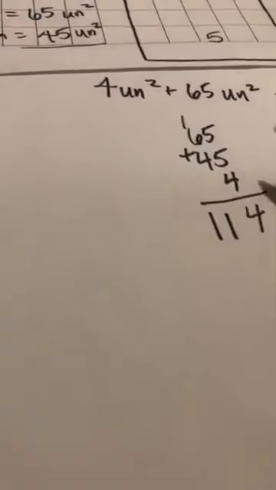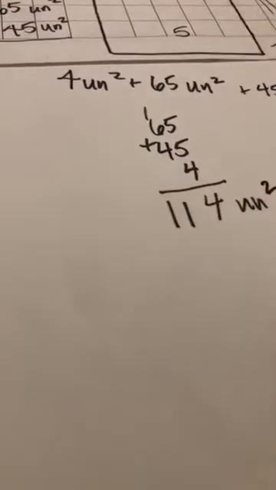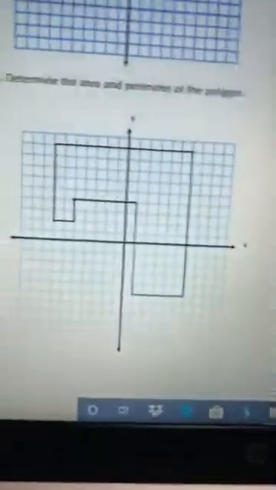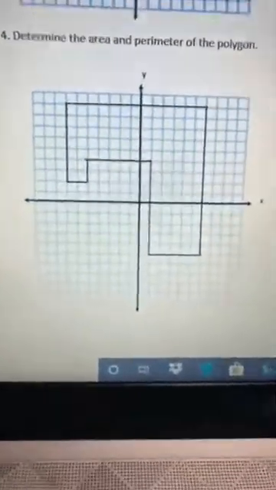Six plus 4 is 10, plus 1 is 11. So I get 114 units squared. Is that correct? Looks good. So that, my friends, would be the area of this whole crazy looking shape.